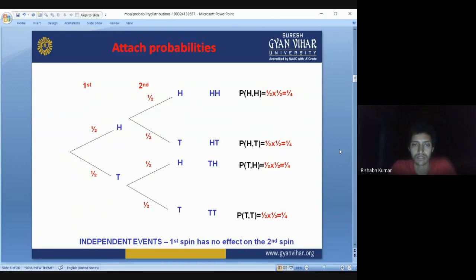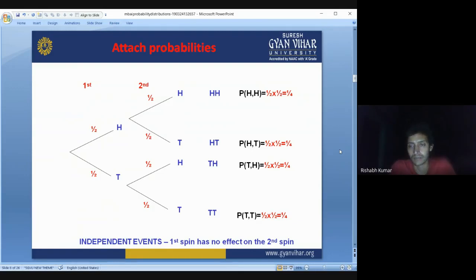Then the fourth outcome is tail tail. Again, these are independent events, so the outcome can be determined by multiplying the probability of tail in the first event by the probability of tail in the second event. So 1 by 2 multiplied by 1 by 2 is 1 by 4. And you can see there are actually 4 outcomes, so any one outcome is going to have the probability of 1 by 4, right?